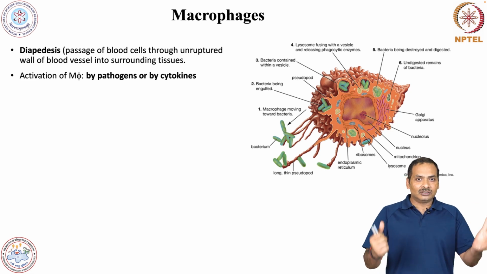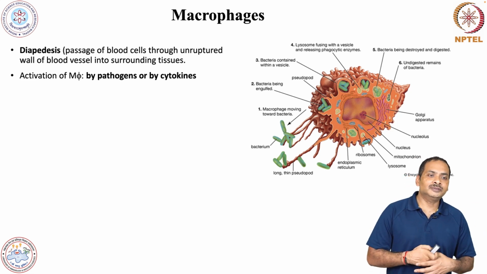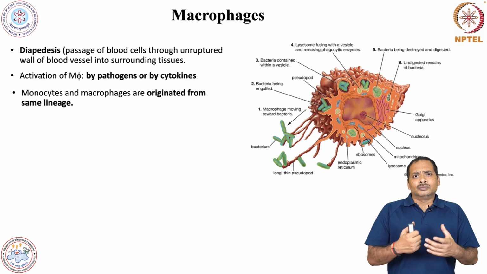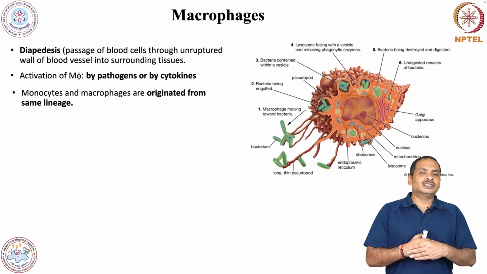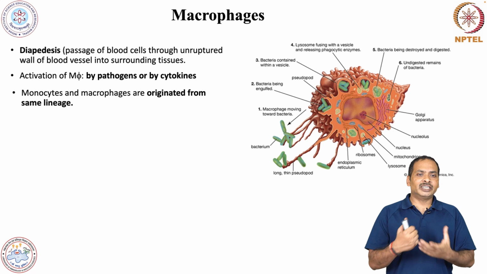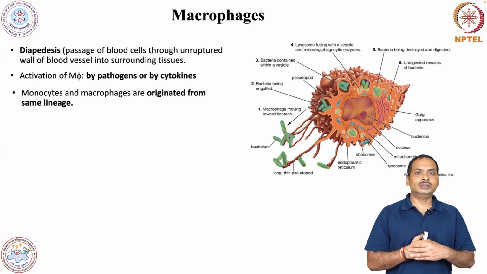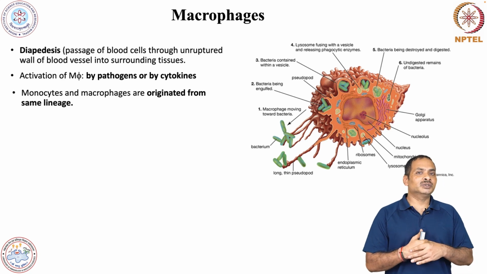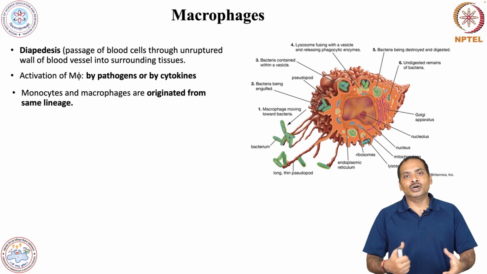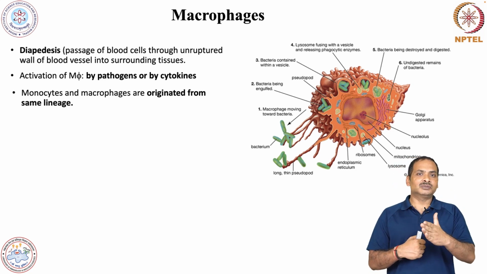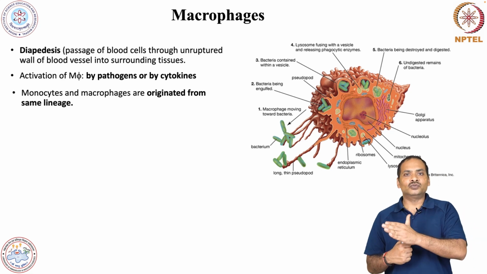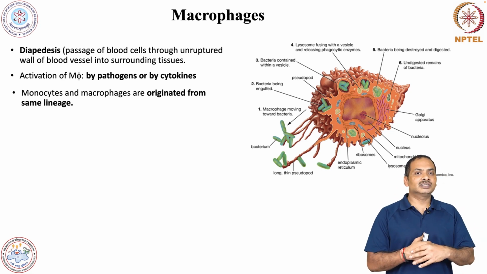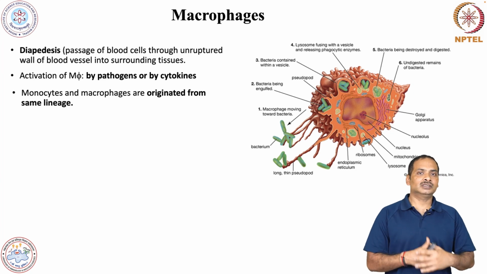So, that is what I mean to say. Macrophages and monocytes originate from the same lineage. If you remember my previous session, I explained that macrophages and monocytes are derived from the myeloid lineage. Hematopoietic stem cells make two lineages, myeloid and lymphoid, and macrophages come from the myeloid lineage.